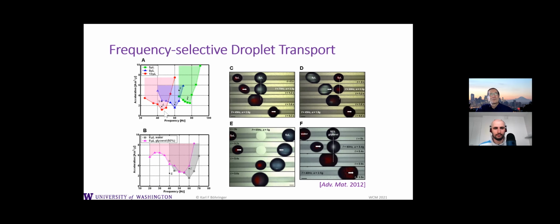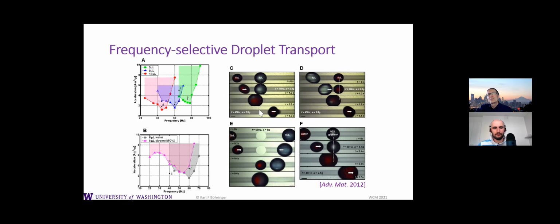So for example, for smaller drops, like here in this diagram with 13 microliters, you have a range of frequencies to which these drops respond and start moving. But this range is offset from other drops with a smaller volume. So for example, you can pick a frequency maybe around 40 hertz where only the large drops are moving and the small drops do not, or vice versa.